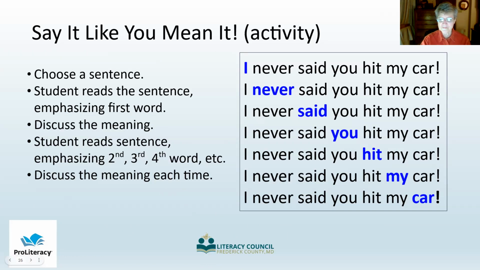Okay, here's another fun one. We've got another fun activity. This activity is going to emphasize how emotion and meaning are conveyed in fluent reading. This exercise is called Say It Like You Mean It, and it's going to show you how meaning changes depending on what you emphasize when you read a sentence. The sentence in the box on the slide is a good one for this kind of activity. Can I have a volunteer to read the first four sentences, really emphasizing the word in blue?